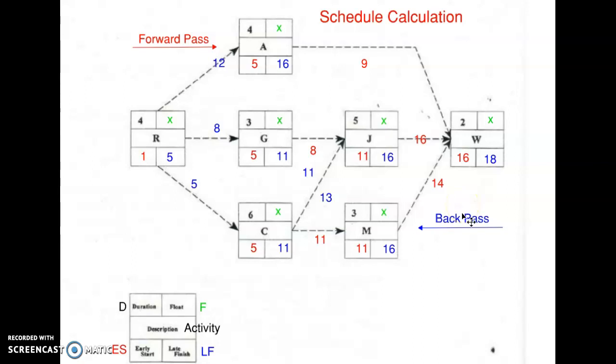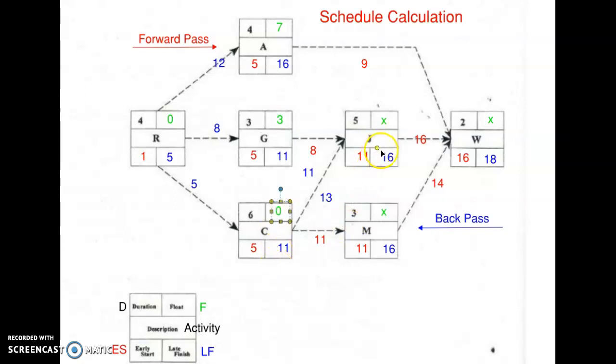Now we can go in and fill in the green numbers, which is the float. And basically the float, you figure out by adding the early start and the duration, and you subtract that number from the late finish. So in this case, I've got 0 here. So 5 minus 5 is 0. 16 minus 9 is going to be 7. So that activity A floats 7 days. 11 minus 8 is 3. And then 11 minus 11 is 0.